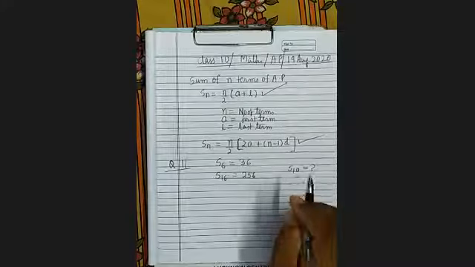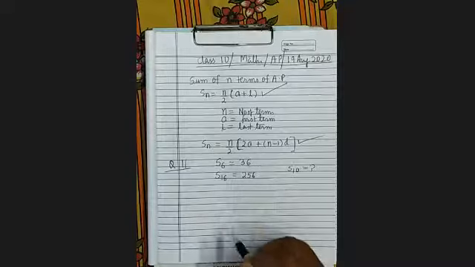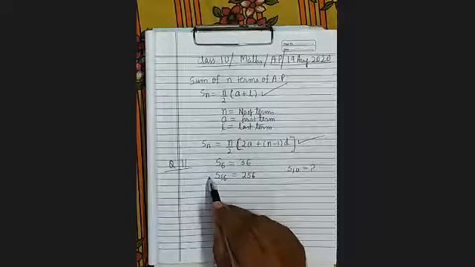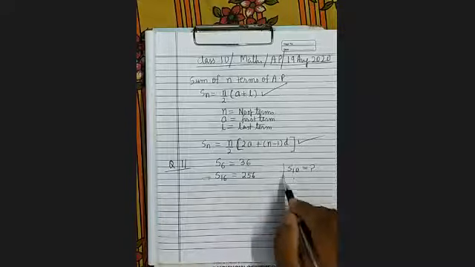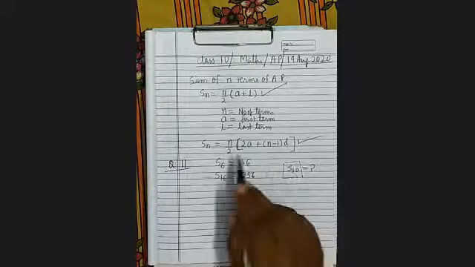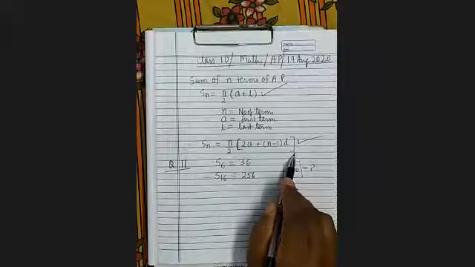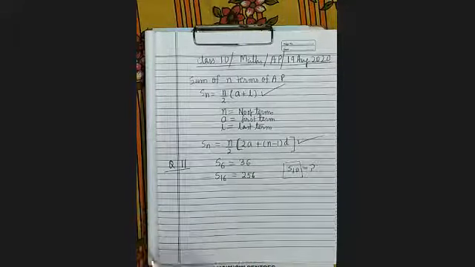So see here, the sum of the first 6 terms is this much, the sum of the first 16 terms is this much, and we have to find out the sum of the first 10 terms. So we will use this equation and make two equations in a and d.